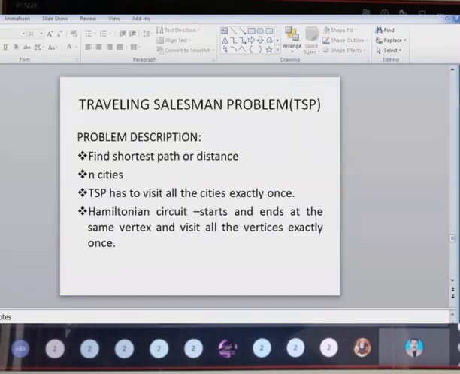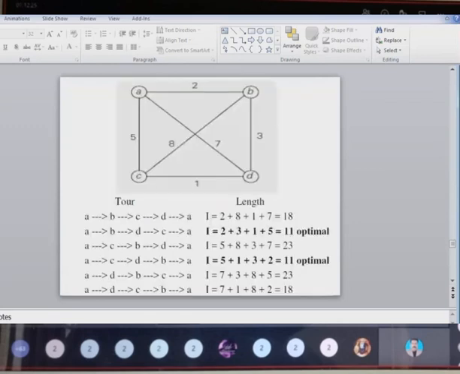This traveling salesman problem works based on the Hamiltonian circuit. The definition of a Hamiltonian circuit is that it starts and ends at the same vertex and visits all the vertices exactly once. So the traveling salesperson problem is based on the Hamiltonian circuit.